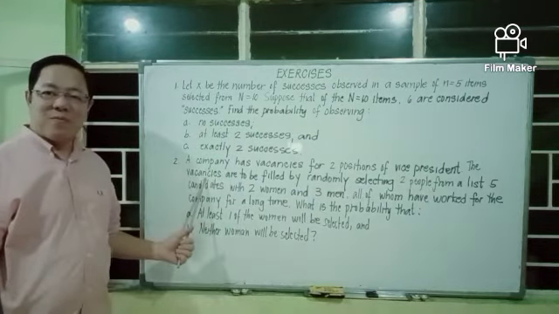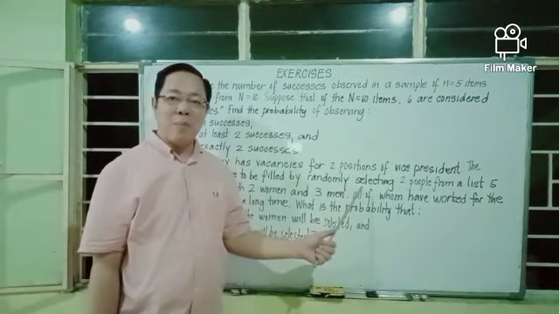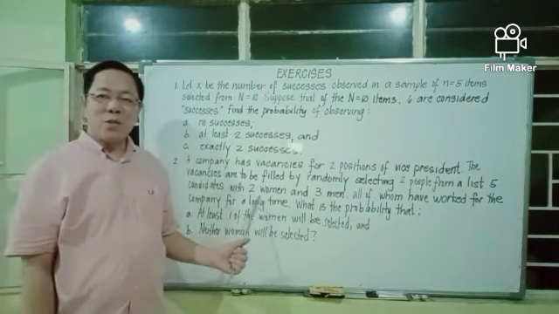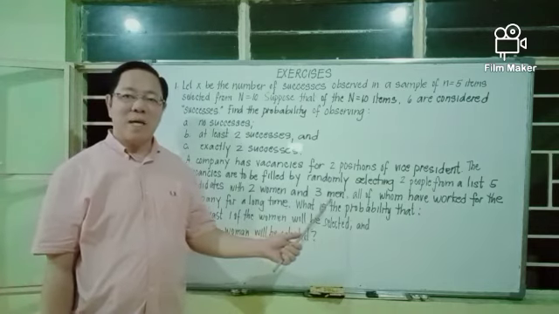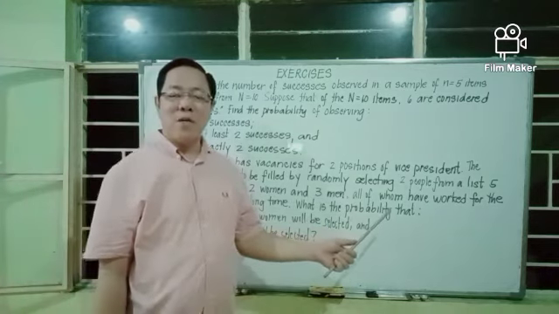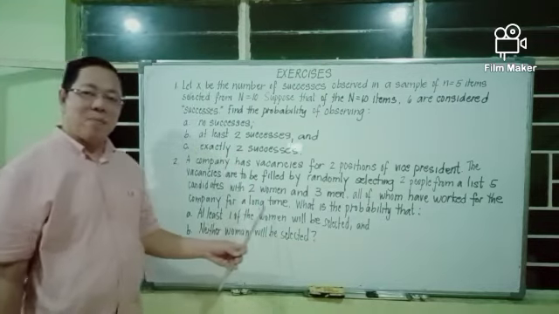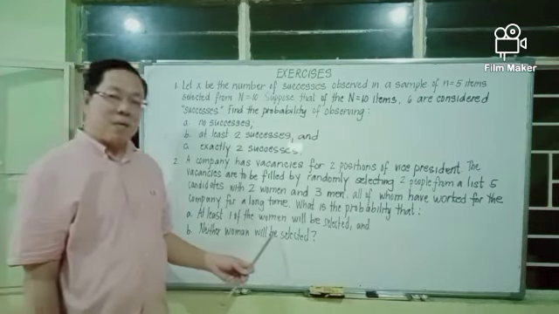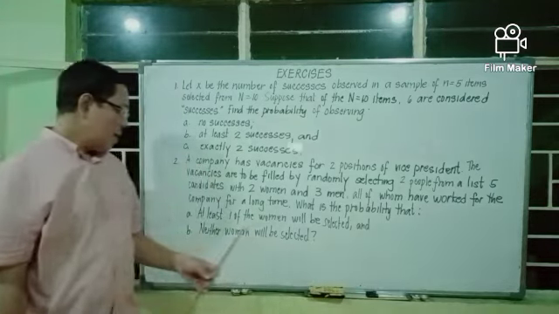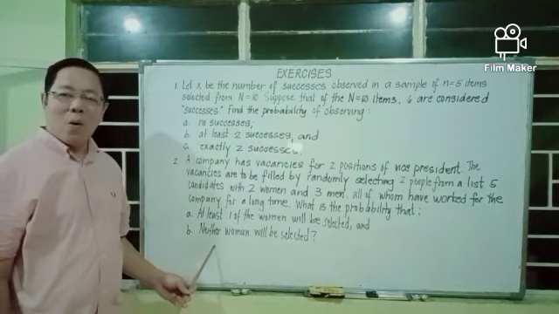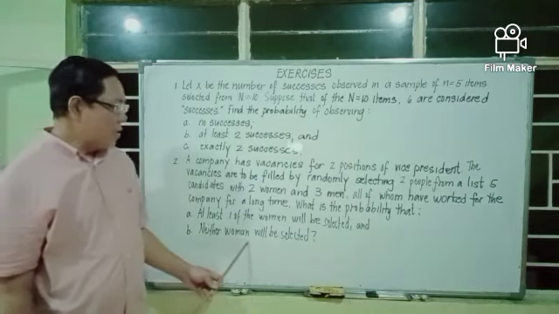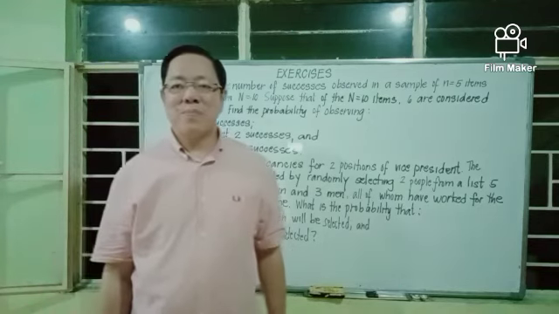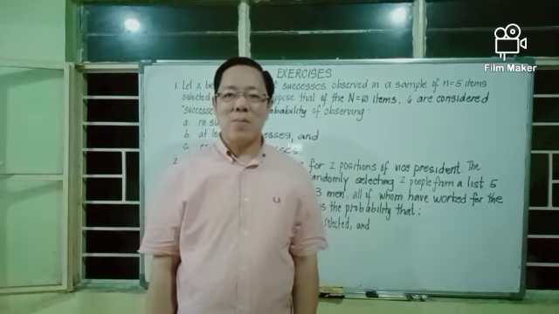The vacancies are to be filled by randomly selecting 2 people from a list of 5 candidates, with 2 women and 3 men, all of whom have worked for the company for a long time. What is the probability that A, at least one of the women will be selected, and B, neither woman will be selected? And that completes our lesson on probability distribution for discrete random variables.